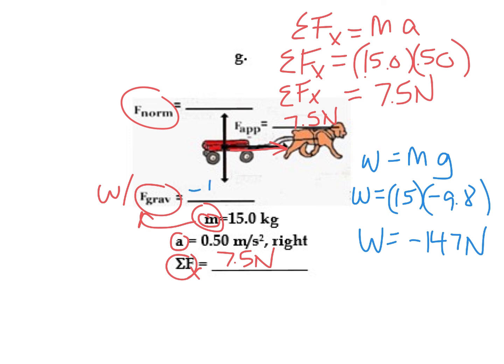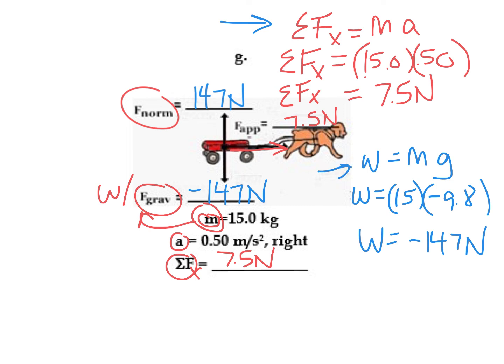So what does that mean? It means downwards, which the arrow shows, so you don't technically have to write the negative, but downwards, the force of gravity is negative 147. Now we know that the upward and downward forces are going to equal out, so we can assume the normal force is 147 as well. All right? Love it. Newton's second law right there.